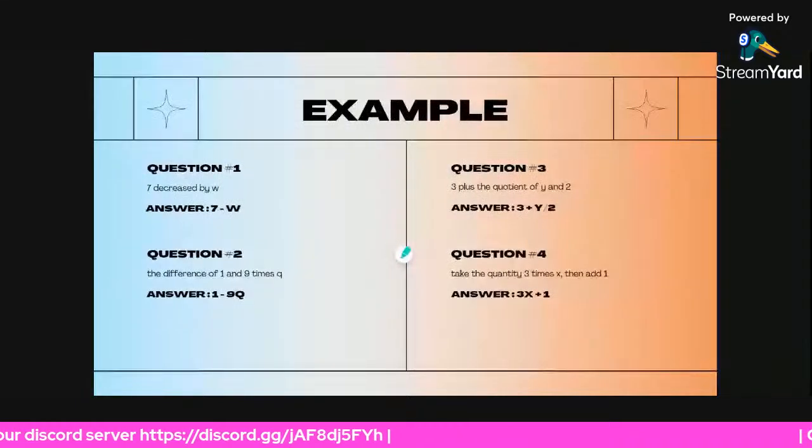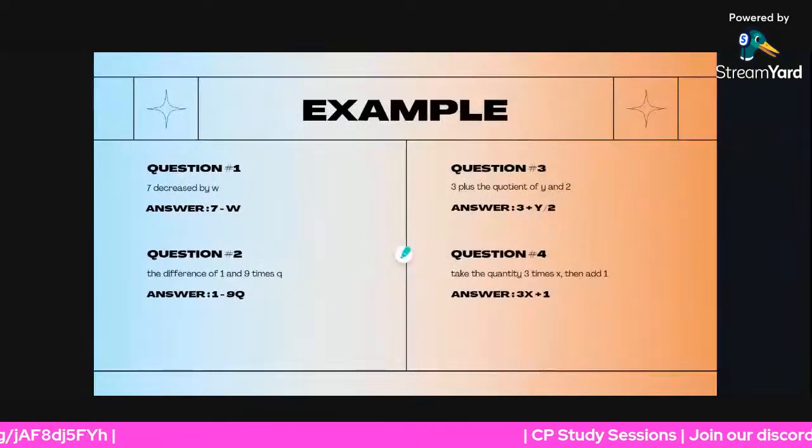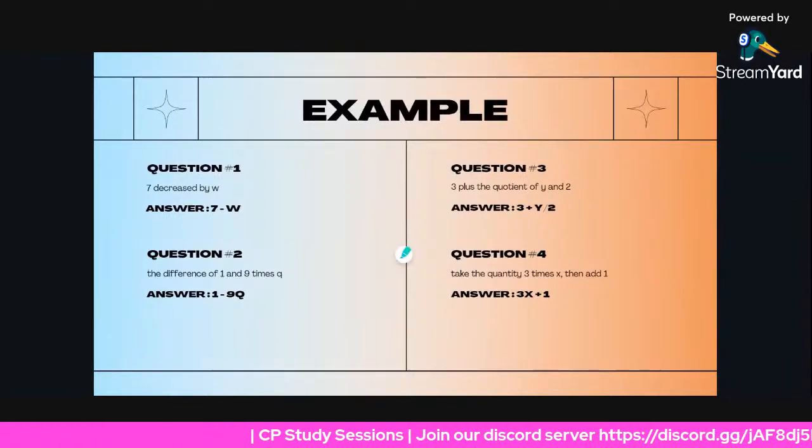Ayun. So, malinaw na tayo sa questions 3 and 4. So, proceed na tayo sa, questions 2 and 3 pala, sorry. So, proceed na tayo sa question number 4.